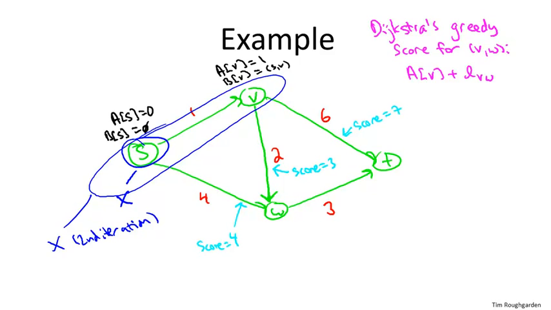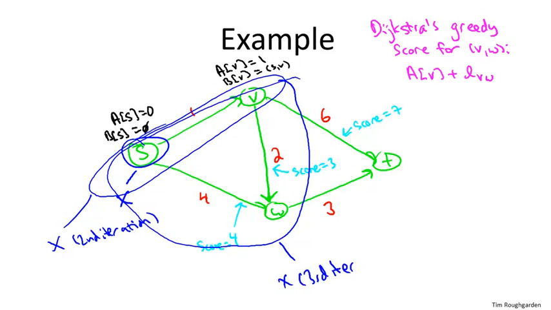Since the edge V,W has the smallest score, that's the one that guides how we supplement X and how we compute the shortest path distance and the shortest path for the newly acquired vertex W. So the changes are, first of all, we enlarge X. X is now everything but T. Then how do we compute things for W? The entry in the A array is just going to be Dijkstra's greedy score in the previous iteration. That was 1 plus 2, so that's going to be equal to 3.